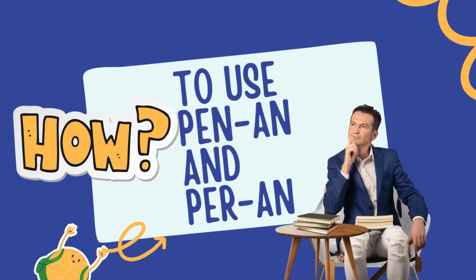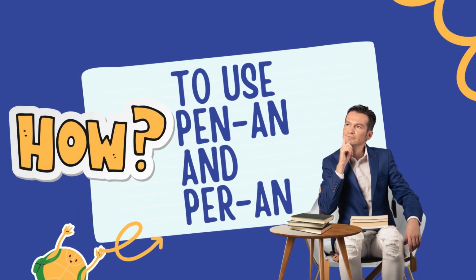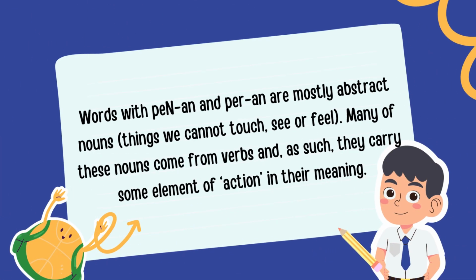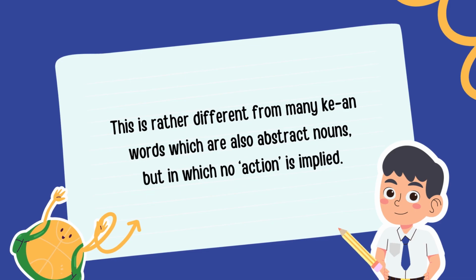How to use pen and per. Words with pen and per are mostly abstract nouns, things we cannot touch, see, or feel. Many of these nouns come from verbs and, as such, they carry some element of action in their meaning. This is rather different from many ke-an words, which are also abstract nouns, but in which no action is implied.